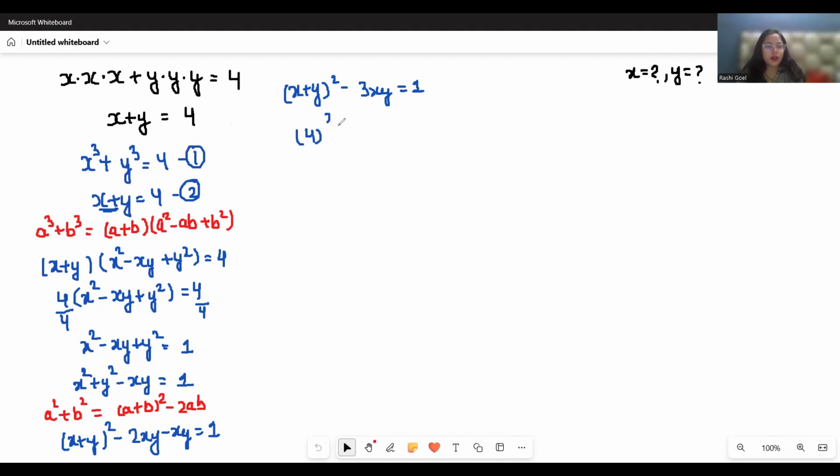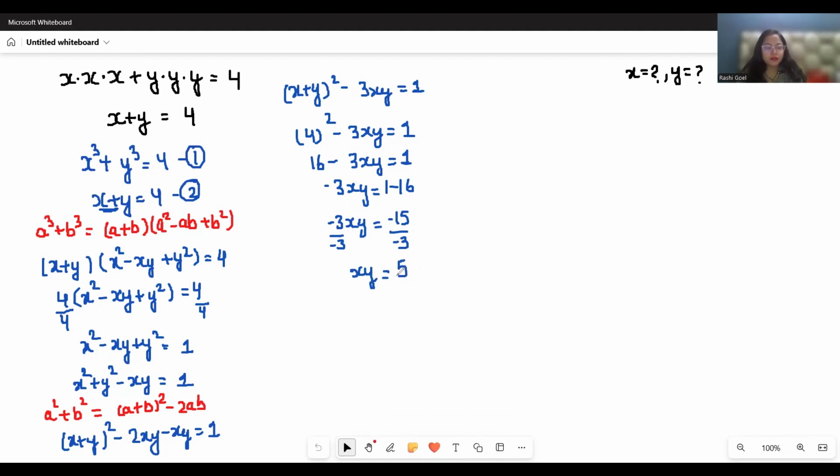So 4 square minus 3xy equal 1. 4 square is 16 minus 3xy equal 1. So minus 3xy equal 1 minus 16. So minus 3xy equal minus 15. Now if I divide both sides by minus 3, so xy equal 5.